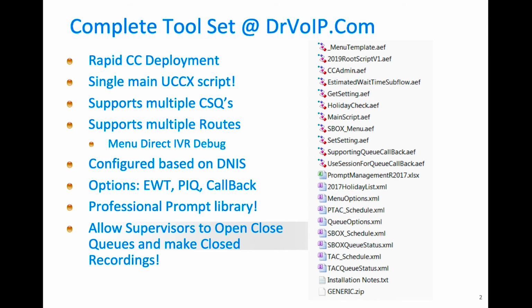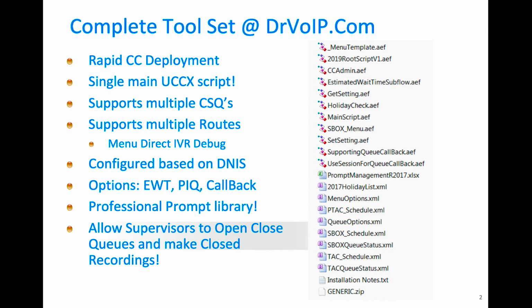The 2017 holiday list is just an example of an XML file containing holidays that is used if you choose to use the external holiday list. And the other ones here, SBox stuff, typically when we're doing a call center, we set up a trigger for Sandbox, and that's where we run our test scripts.